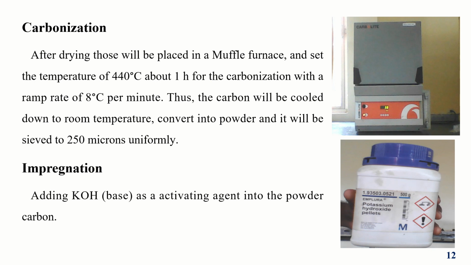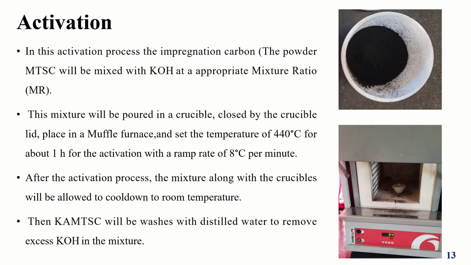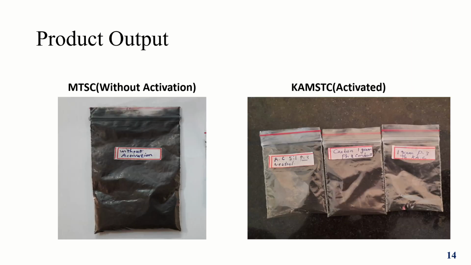Then the carbonization: the wood pieces will be placed in a muffle furnace set at 440 degrees Celsius. Then it will be sieved to 250 microns uniformly and mixed with the KOH. After mixing with the KOH, the KOH will activate the carbon at 440 degrees Celsius.